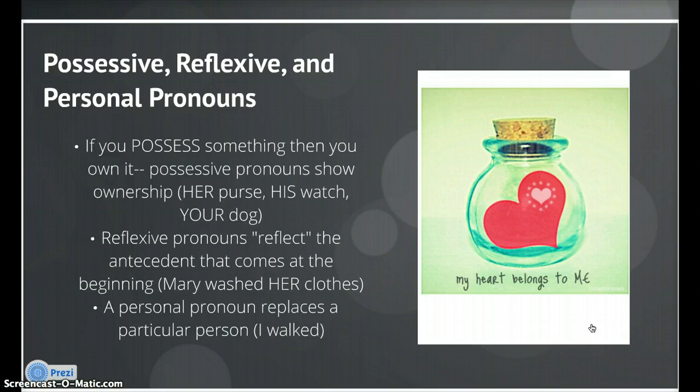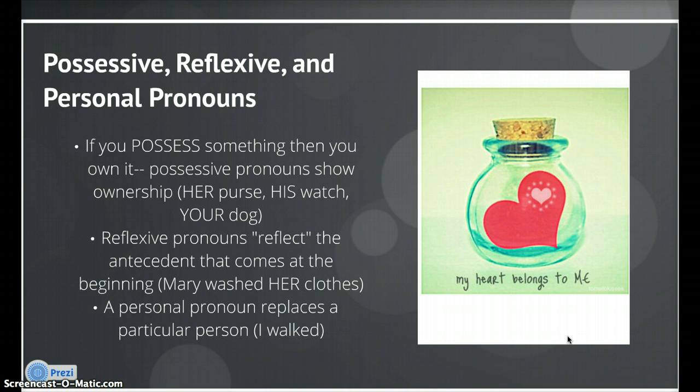Reflexive pronouns are pronouns that reflect the antecedent that comes at the beginning. In the example that I gave you, Mary washed her clothes. Mary is the antecedent, the person that is reflecting the word her. Mary washed her clothes. The pronoun reflects the word Mary.